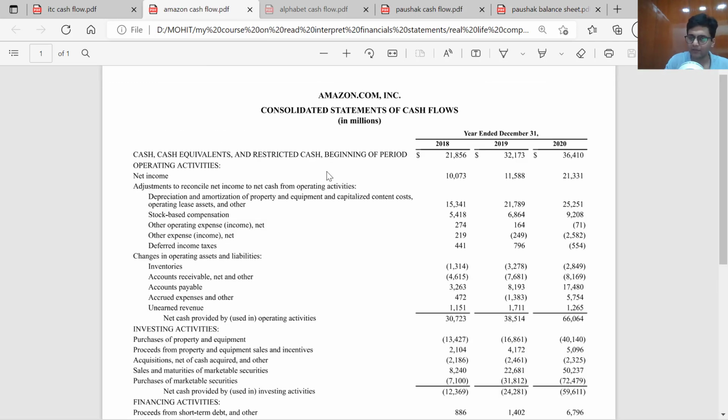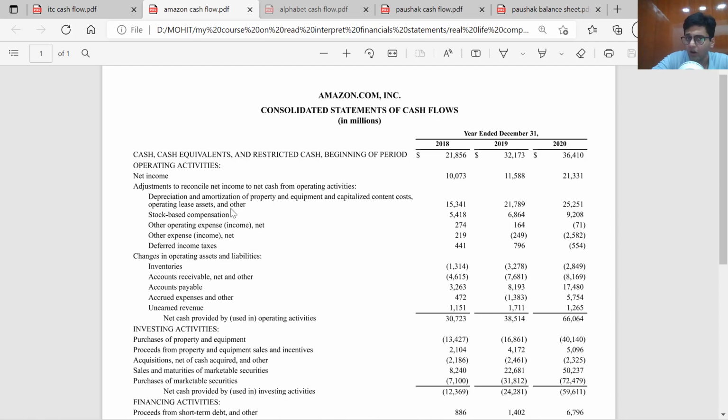Let's take the cash flow statement of a company which we all know. Let's take the cash flow statement of Amazon. Now this is the cash flow statement of Amazon on 31st December 2020. As we can see, the opening cash balance of Amazon on 1st January 2020 was $36 billion. We start with, like I said, net income or income after tax. That comes out to be around $21 billion.